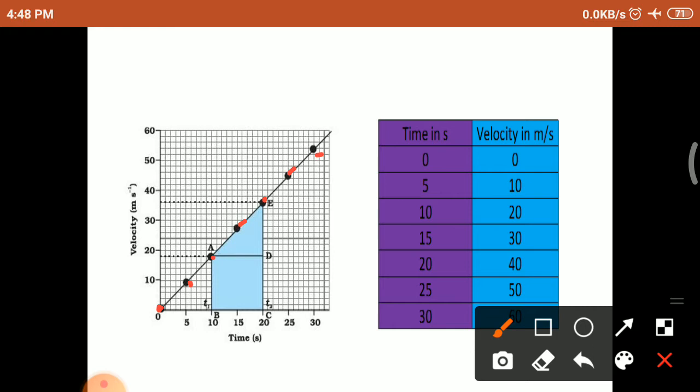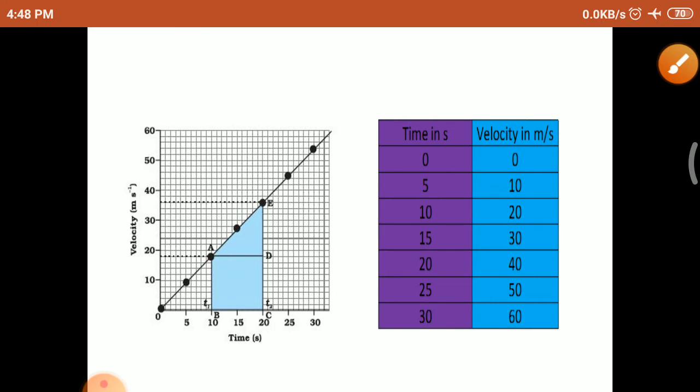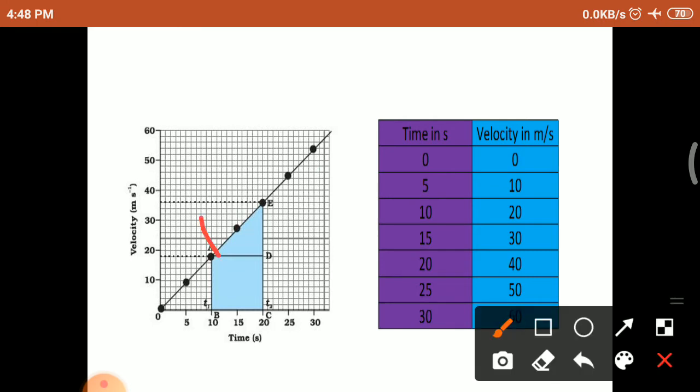After marking the points, I joined the line. I got a straight line. This straight line shows that the object moves in uniform motion. So I chose 2 points from this line, A and D. I drew the perpendicular line to the x-axis and also the y-axis. So from this we can calculate the acceleration.